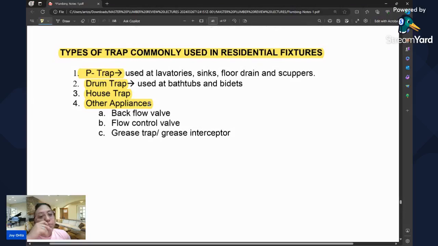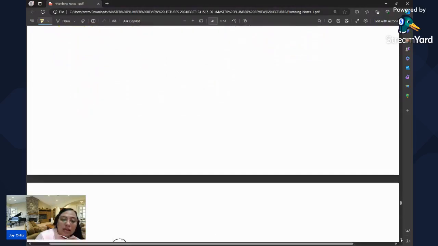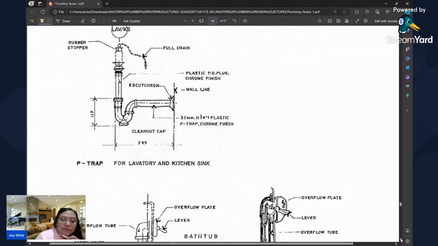House trap, iba naman siya. And other appliances, we have the backflow valve, flow control valve, key trap, the interceptor. Okay. Aalamin pa natin yan isa-isa.